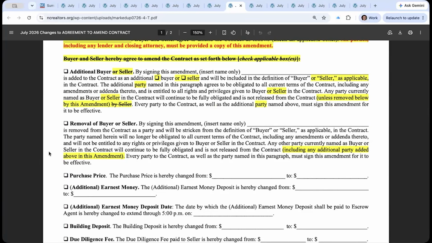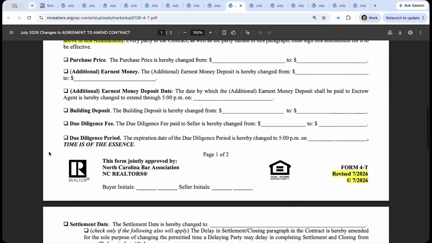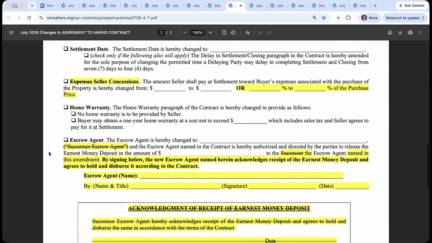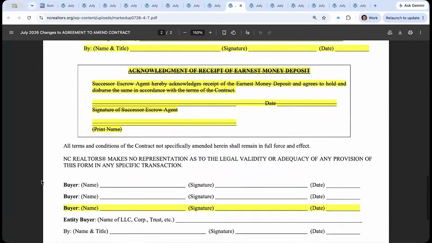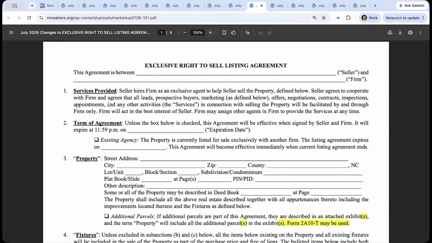So just know now that completes the circle. I think we started with adding a buyer, and then we started with removal, and now you can add a seller. So now you can add or remove buyers and sellers with the agreement to amend. Here on the seller concession line, you've got percentages added, so that's not just a monetary amount. So if you're using percentages, now you can change that. And just some cleanup otherwise in this form. So those are the two biggest changes in the agreement to amend.